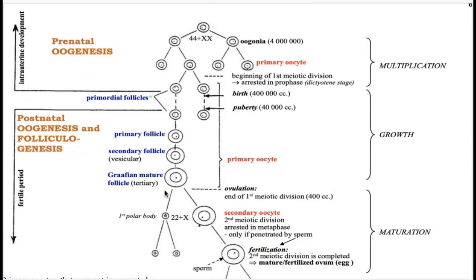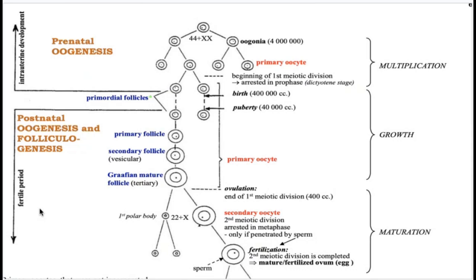Now, what triggers this, right? At what point do you go from primordial follicles to the growth of these follicles? Puberty. And what triggers that? Hypothalamus. You're going to have the release of gonadotropin releasing hormone, which is going to go to your anterior pituitary. Your anterior pituitary is then going to release this hormone called FSH, follicle stimulating hormone.